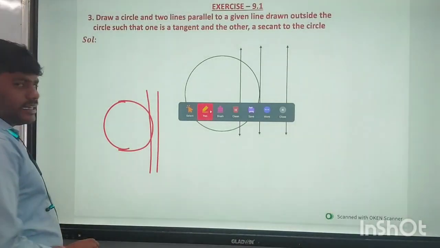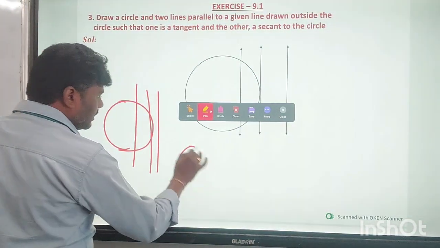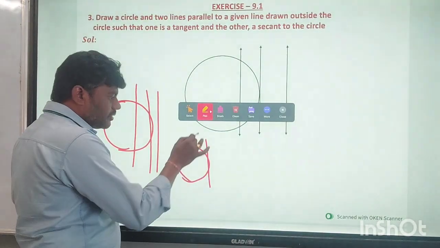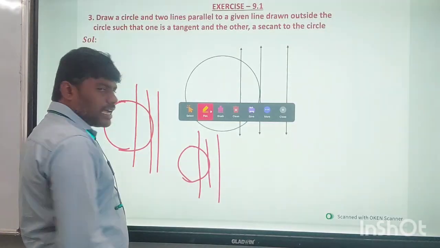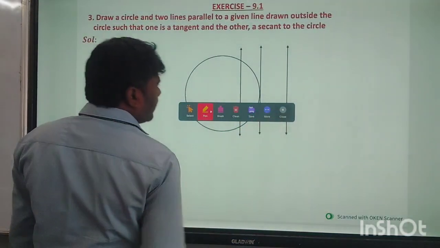This is the tangent and this is the secant. Or else sometimes this is the tangent. This tangent is given, parallel to draw. This is the secant and this is outside the parallel. Okay, this is an example question. Next one.